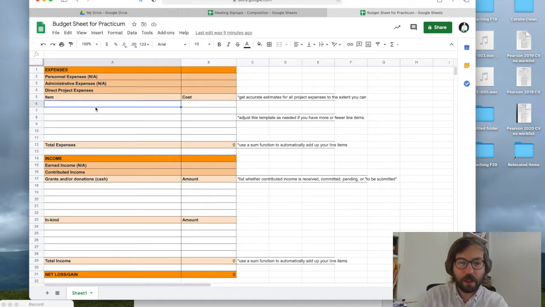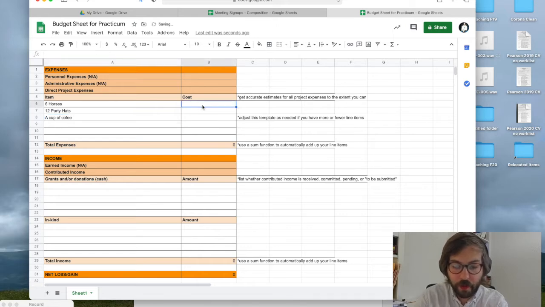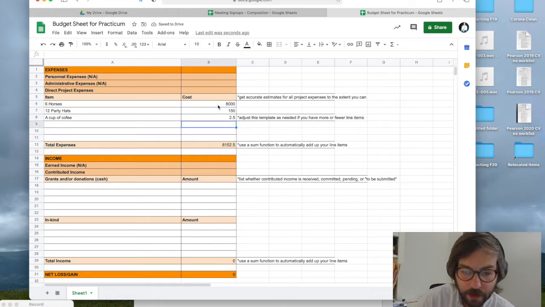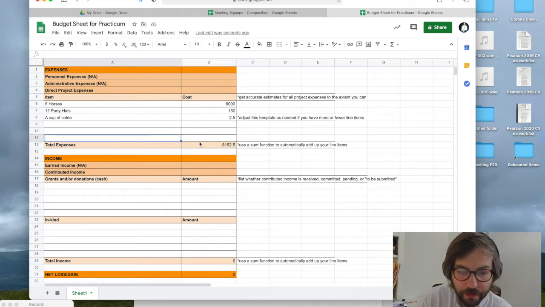So, if we need 6 horses and we need 12 party hats, that's 2 for each horse. And then we need a cup of coffee. And then we put the cost over here, 6 horses, that probably costs, I don't know, about $8,000. That's too cheap. These are cheap horses. 12 party hats, let's see, that's $150. Cup of coffee, $250. And then as you need more and more lines, you can add them on the spreadsheet.